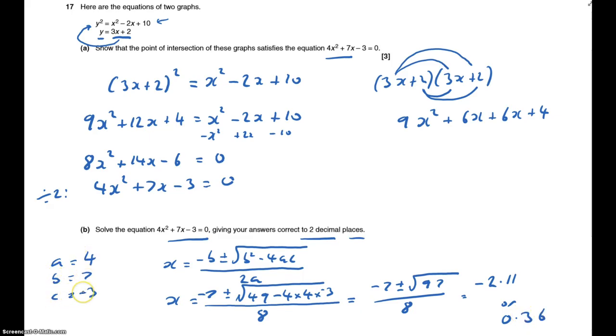Don't forget, you either put minus 7 plus root 97 all divided by 8, or you put minus 7 minus root 97 all over 8. And again, use the fraction button on your calculator to make it easier. And that's that done.